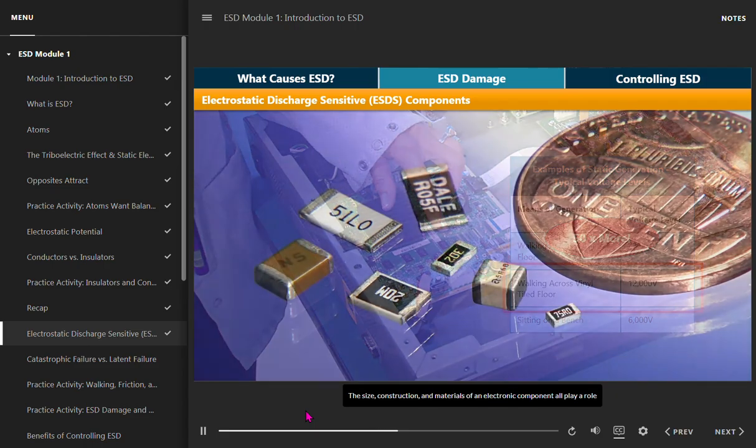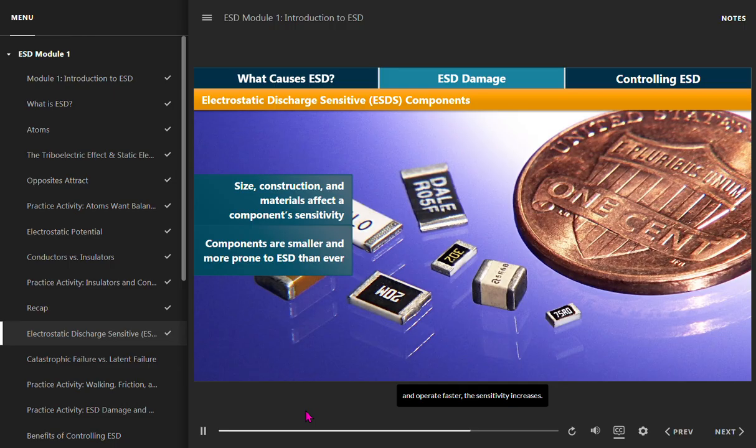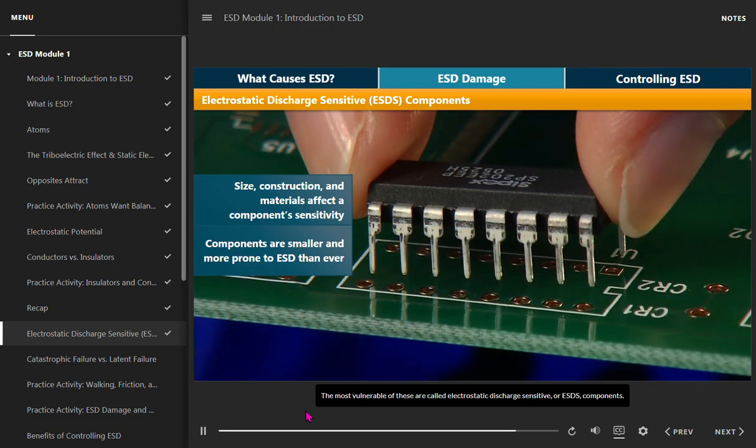The size, construction, and materials of an electronic component all play a role in how sensitive it is to ESD damage. As components become smaller and operate faster, the sensitivity increases. The most vulnerable of these are called electrostatic discharge sensitive, or ESDS components.